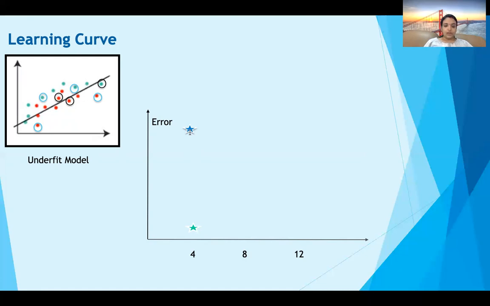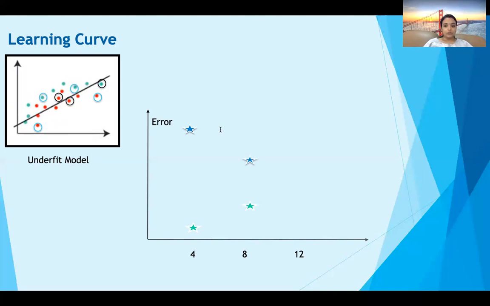So it will have slightly more training error, but the cross validation error will decrease because it has been trained with more data. Okay, so the cross validation error will decrease. Now we'll plot these 2 points here. Now we'll again increase the number of points to 12 points.